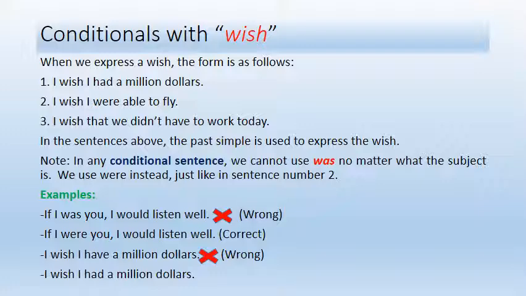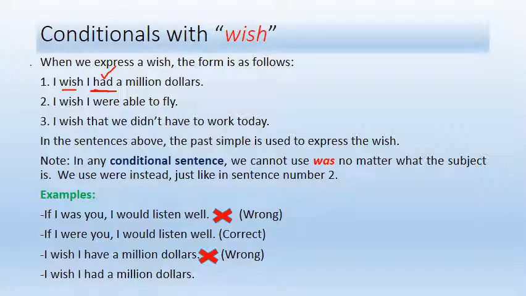Also very easy, but you need to be a little careful with the details. Whenever we're expressing a wish, the form should be as follows. I wish I had $1 million. Past tense. I wish I have $1 million is wrong. When we're expressing a wish, we have to use the past tense, past simple tense.